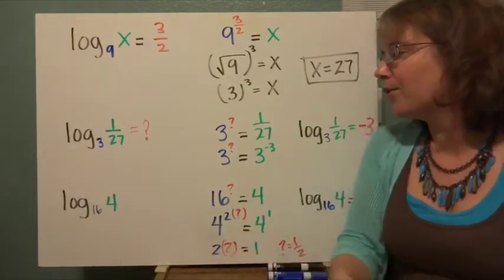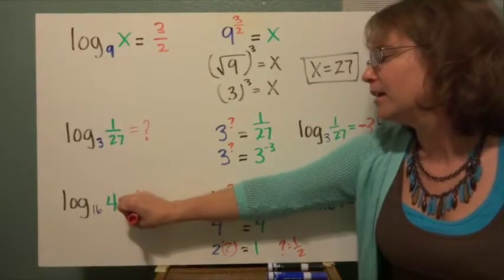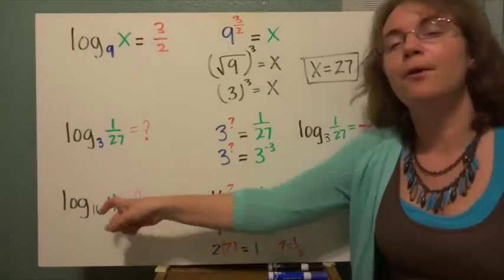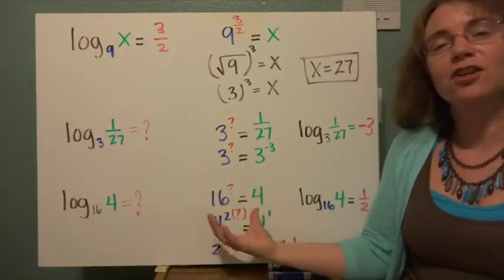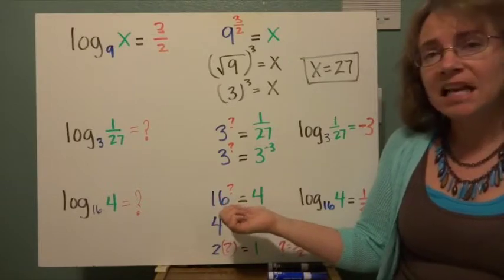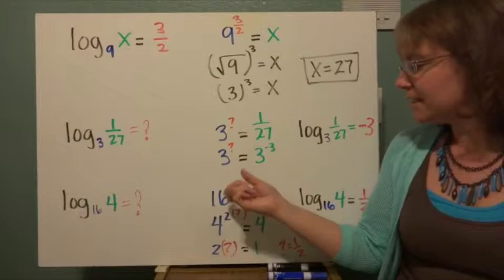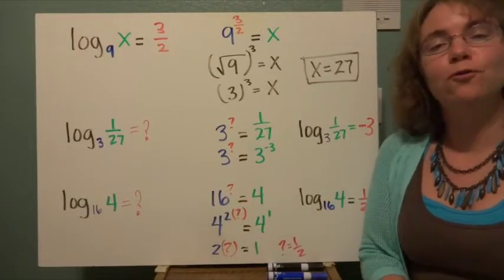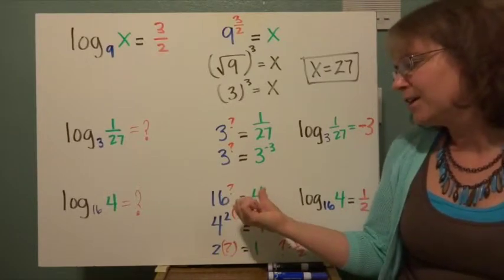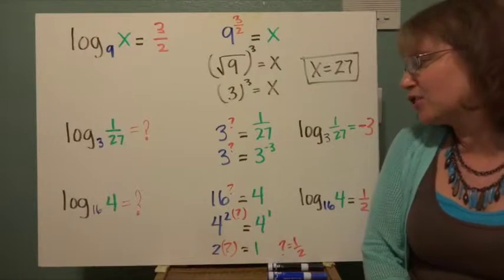Here, I'm also going to do the same thing. Equals question mark. Now, as you get better at this, you'll be able to recognize 16 to what power gives me 4, and you won't have to go through this translation process to the exponential equation. But it's helpful until you get a good idea of how to do it. So I have 16 to some power is equal to 4. Well, 16 is bigger than 4. So I know this is probably going to be some sort of fractional power.